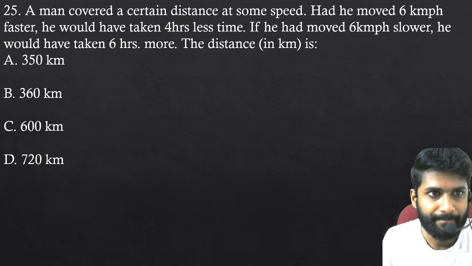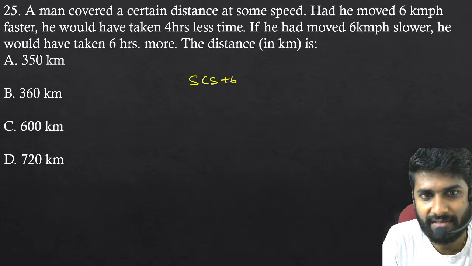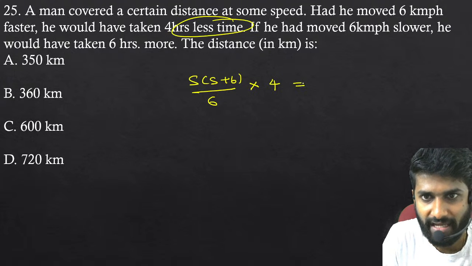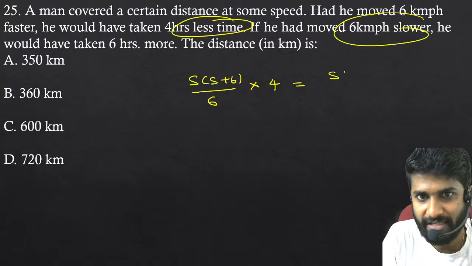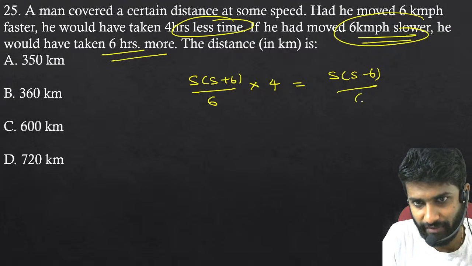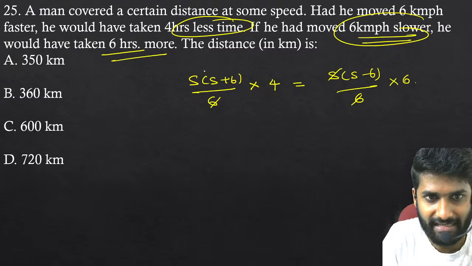What's the answer, Nana? Same thing. Product of speeds, s into s plus 6, divided by the difference of speeds into x. Time 4 hours less. Hours, so no need of conversion. Exactly equal to the product of speeds. Now see, it has moved 6 kilometers slower. No, s minus 6, and he would take 6 hours more. So the difference of speeds is equal to x and 6 hours more. Now you can cancel 6 and 6. You can cancel s and s.